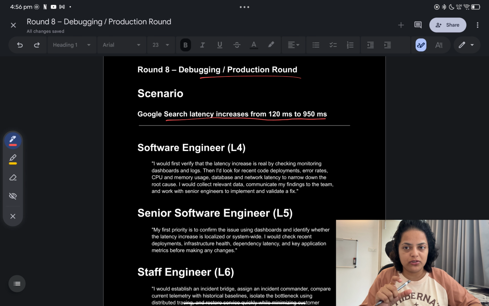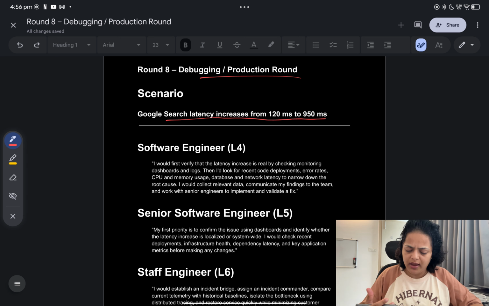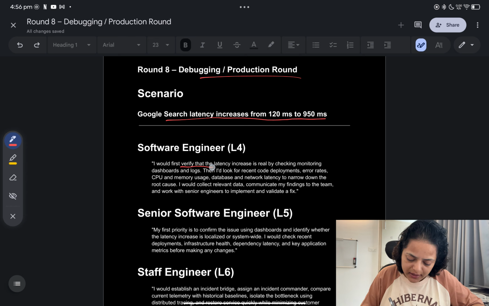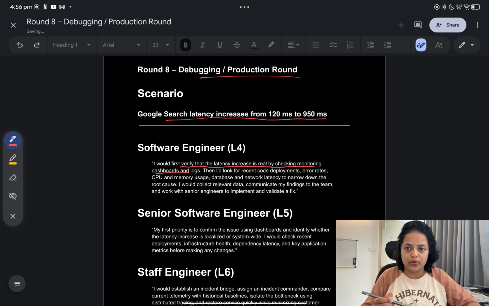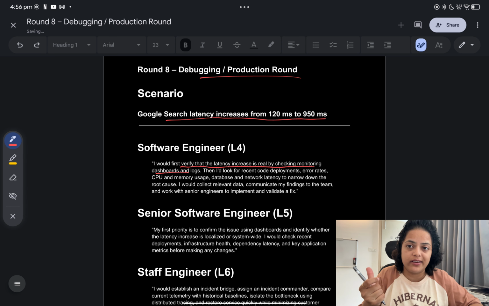Answer based on each role. Expectations differ by levels. So let's say L4 will say in this scenario that I would first verify that the latency increase is real by checking monitoring dashboards and logs. So he will check the dashboard and logs and confirm that it is real, and not a false alarm.